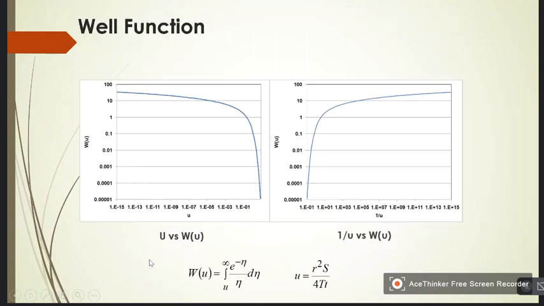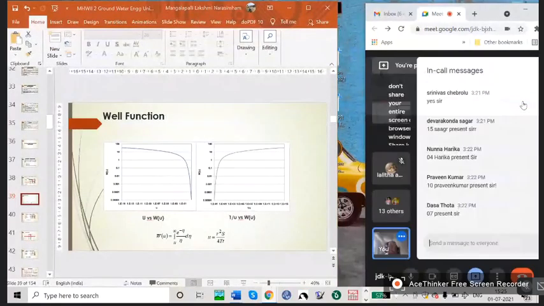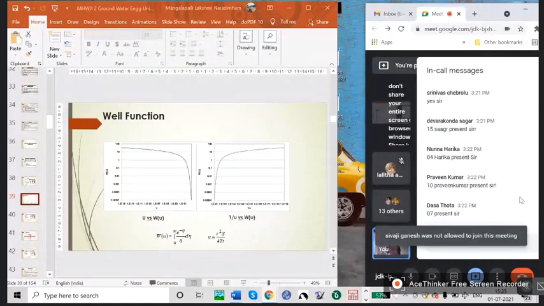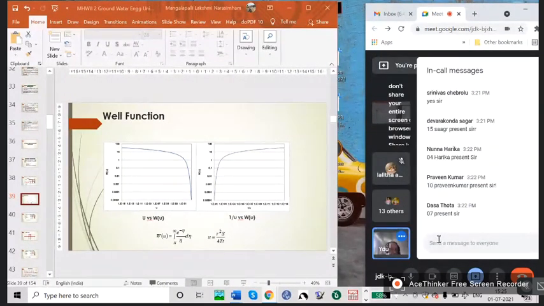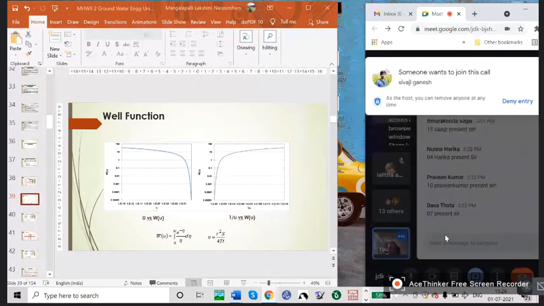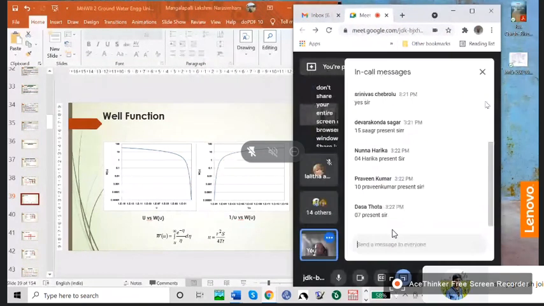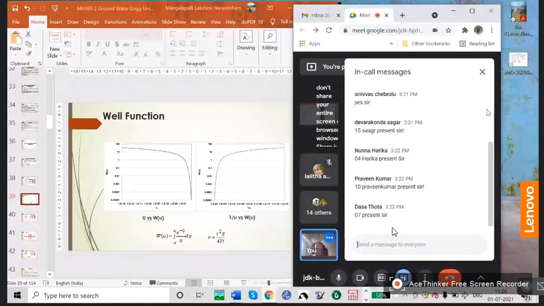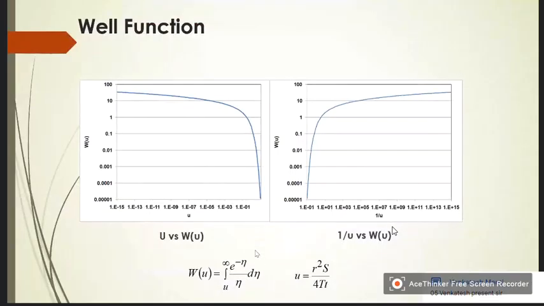Then we'll proceed like this. So this is the standard graph drawn between U and W.